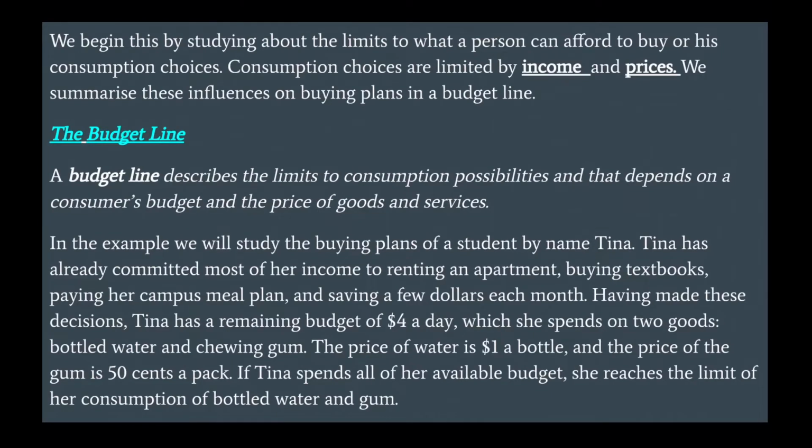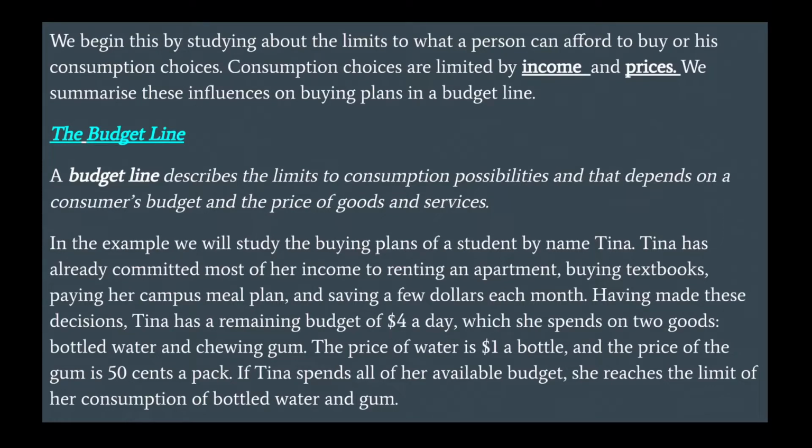We begin this chapter by studying the limits to what a person can afford to buy, or his consumption choices. Consumption choices are limited by income and prices. We summarize these influences on buying plans in a budget line. The budget line describes the limits to consumption possibilities and depends on the consumer's budget and the price of goods and services.